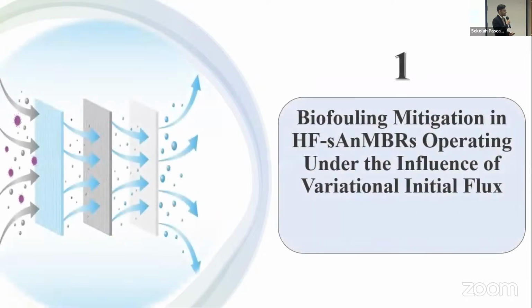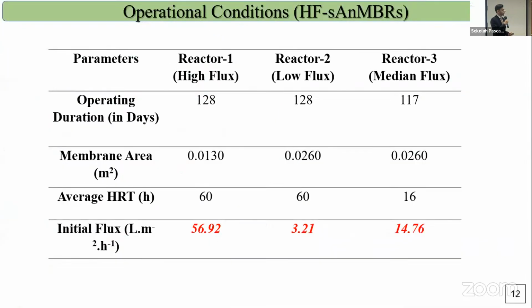First of all, we check the biofouling mitigation under the influence of variational initial operating flux in our hollow fiber submerged AnMBR. The operational conditions are as follows. We fabricate and operate three different reactors, reactor 1, 2nd, and 3rd, with different initial operational flux. Reactor 1 has high flux, around 56.92 or 57 LMH. Reactor 2nd has lower flux of 3.21 LMH, and reactor 3rd has median flux, around 14.76 LMH, to increase the efficiency and permeate flow.